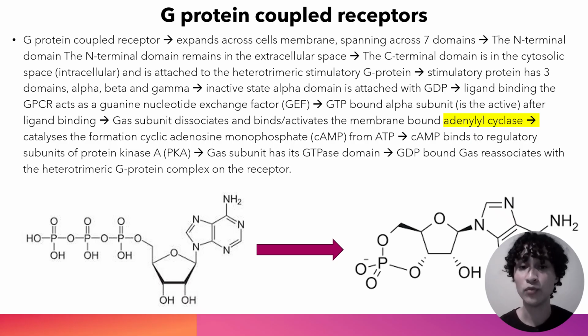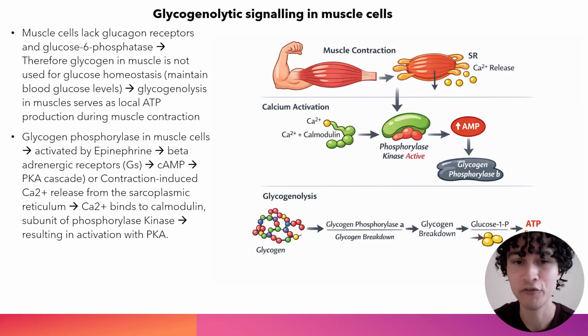It's really important in activating our protein kinase A, and protein kinase A is really important in activating certain enzymes and transcriptional shifts that will facilitate glycogenolysis, gluconeogenesis, beta oxidation, and inhibit processes like glycogenesis, lipogenesis, and glycolysis. So before we move on to glycogenolysis itself, I just want to touch on glycogenolytic signaling in muscle cells, because it is different to that in liver cells.